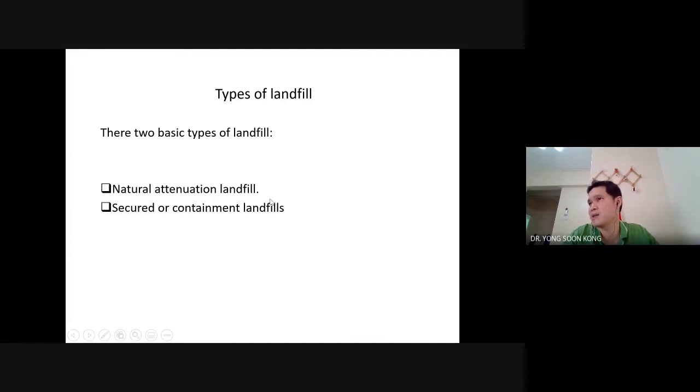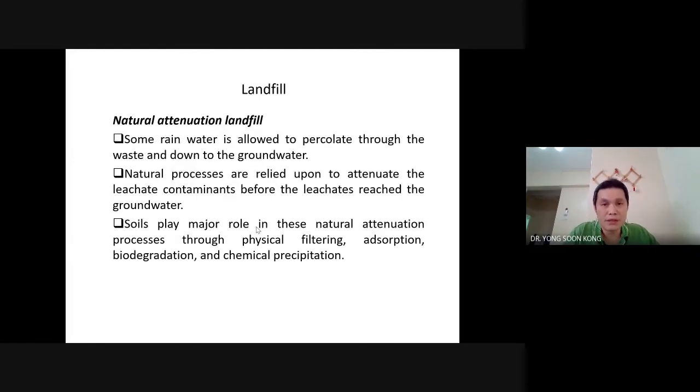If it contains some hazardous or scheduled waste, then it goes to a secure or containment landfill. So there are two types of landfill. Their construction is different, their requirements are different, and more importantly, the ways that they treat or handle waste are also quite different. So what is a natural attenuation landfill?